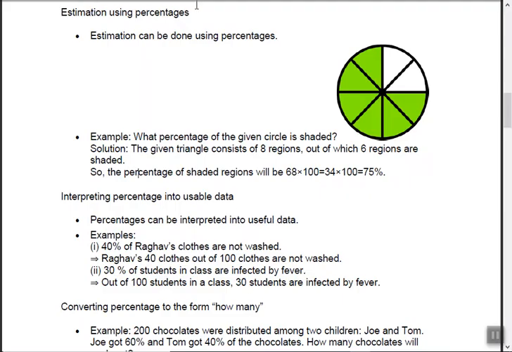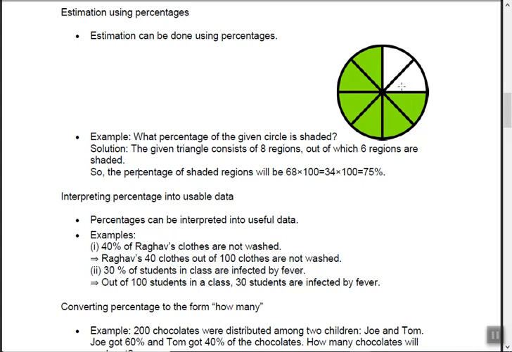Estimation using percentages. Estimation means what? We have to judge what all can be there. That is called estimation. Estimation can be done using percentages. So see this circle. What percentage of the given circle is shaded? This is what we call estimation.